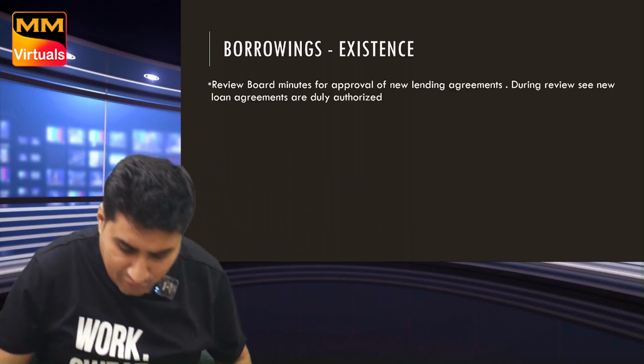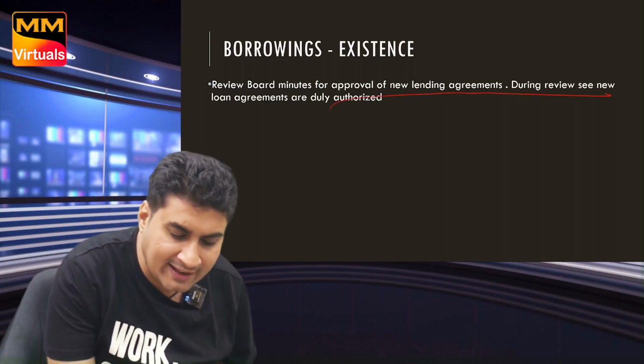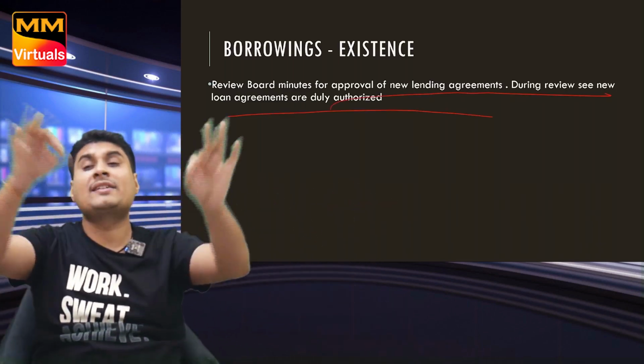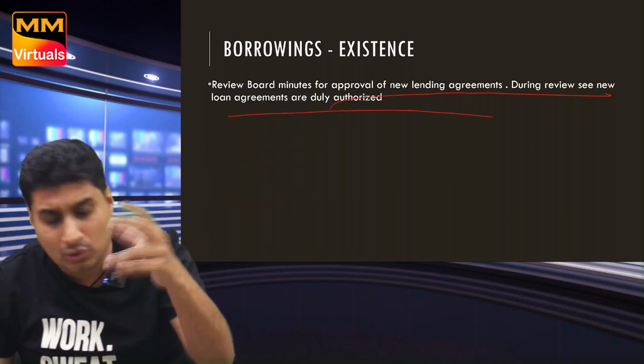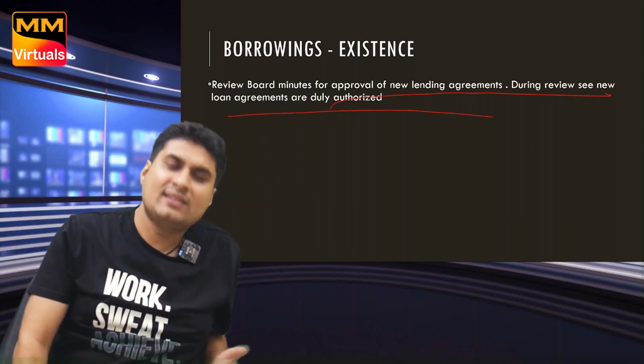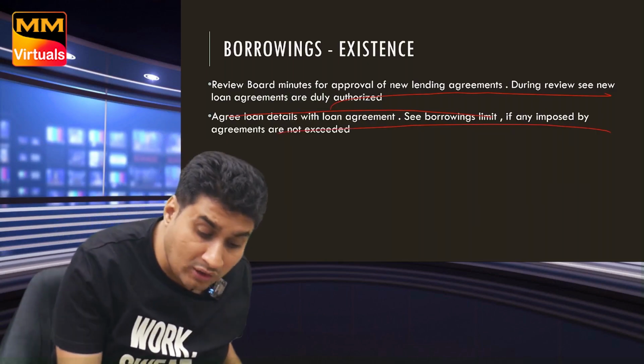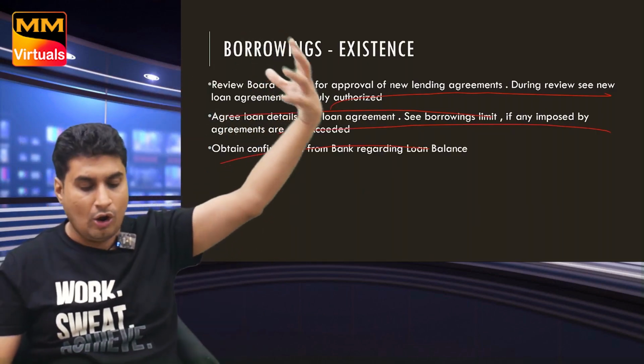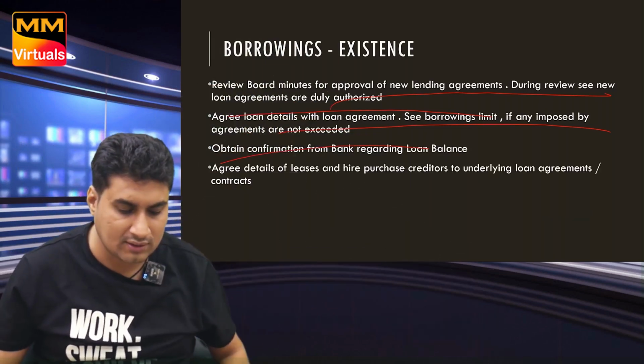See here. Review the board minutes for new lending agreements. Whenever you borrow, a board of directors resolution is there. See the board minutes for new agreements during the year, all the new agreements. Agree loan detail with loan agreement and see borrowings don't exceed the limit. Obtain confirmation from bank, of course.